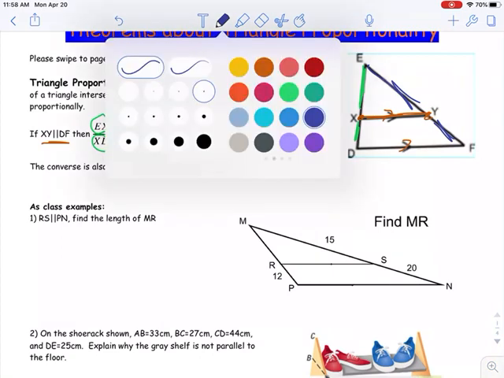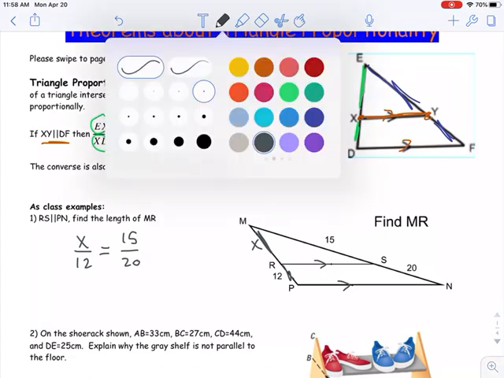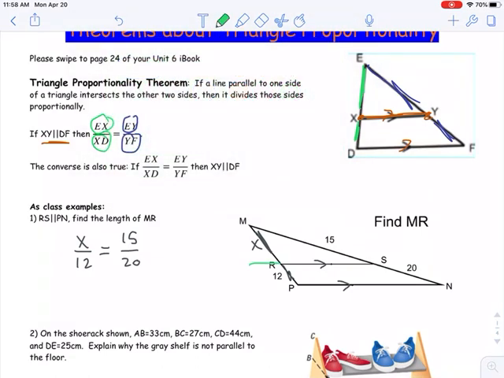It's telling you this side is parallel to that side. Find the length of MR. Rather than call it R, I'm just going to call it X. Well, since those lines are parallel, X over 12. So it's basically top left over bottom left equals top right over bottom right. You see how the corresponding parts match up? And the way the problem's situated, the fraction is almost already written for us.